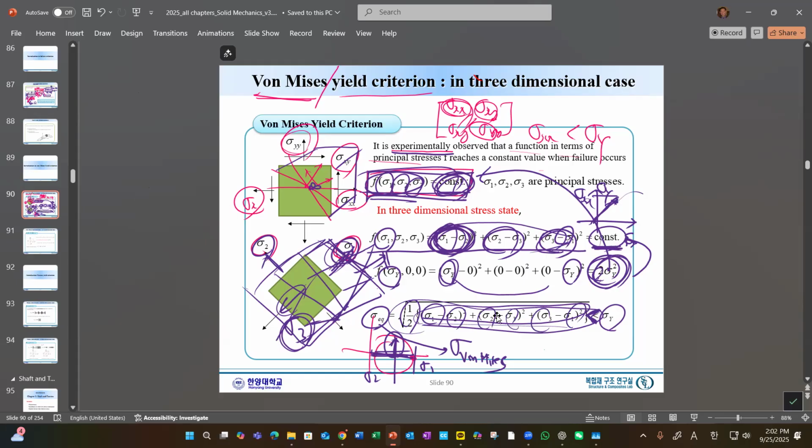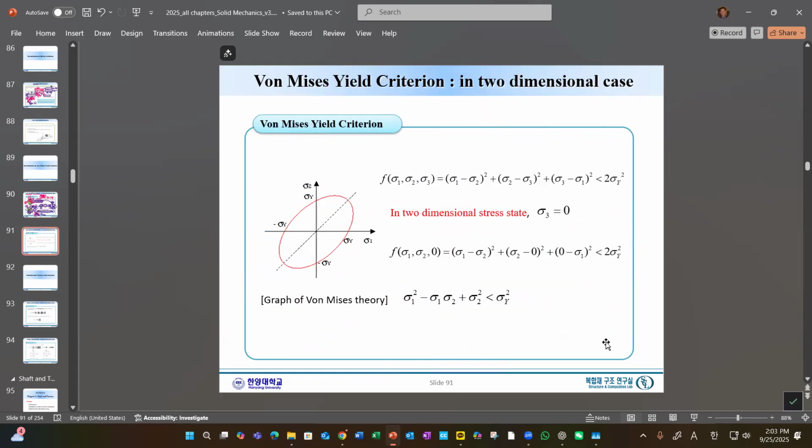You may forget this equation, but it's hard to forget. It is just the difference of each principal stress, squared and summed, and the root. Okay. So this is the one we got. And for the 2-dimensional case, sigma 3 equals 0, and we put 0 in, and then this equation simply becomes like that. Okay, simply got this one.